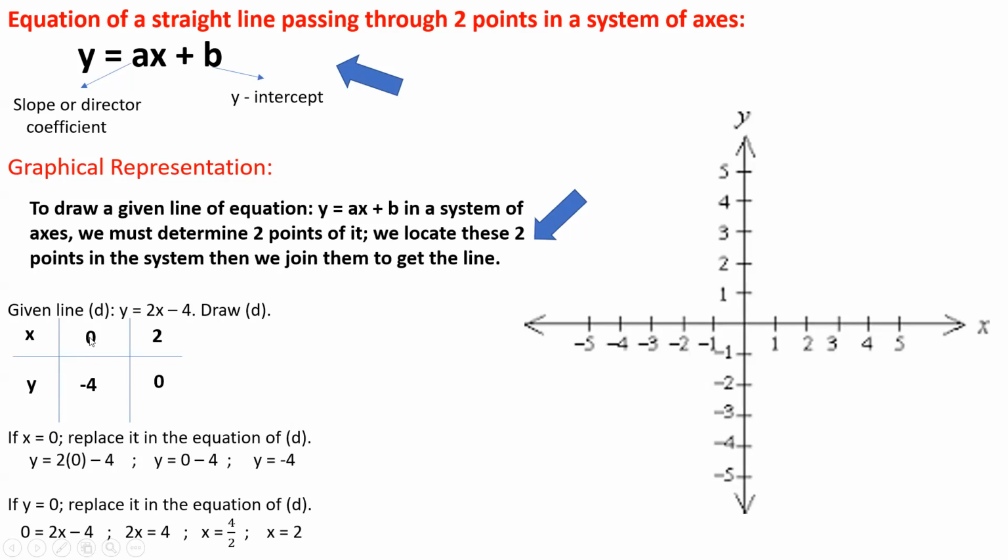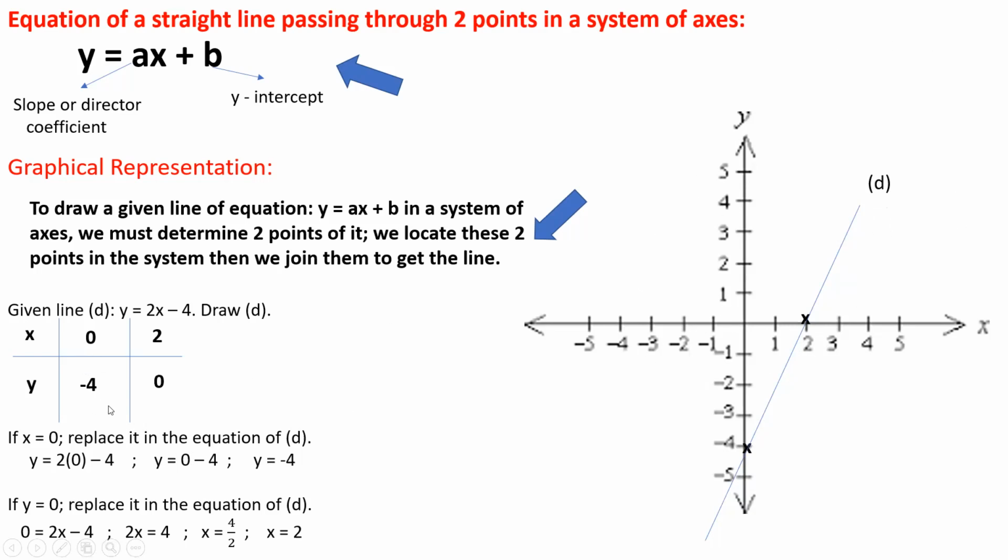The first point is (0, minus 4). I want to locate it on the axes. 0 abscissa, minus 4 ordinate, so it's located on the y-axis. And the second point, (2, 0), is located on the x-axis. After I do these, I join them, so I get the straight line D. This is how we draw a straight line in a system of axes.